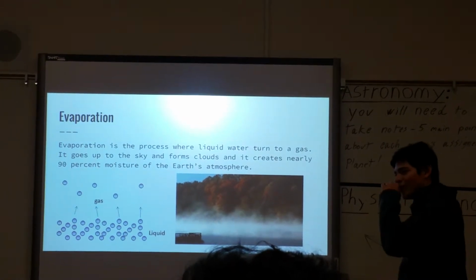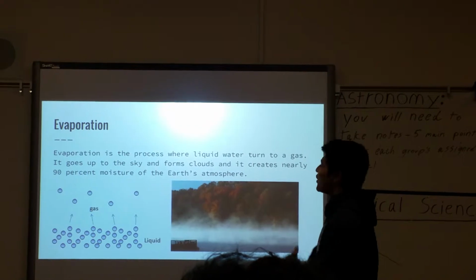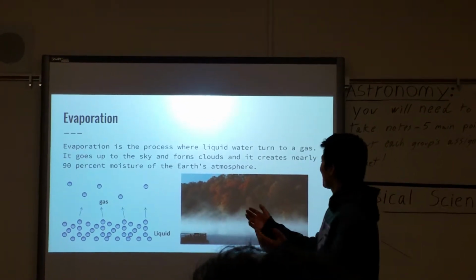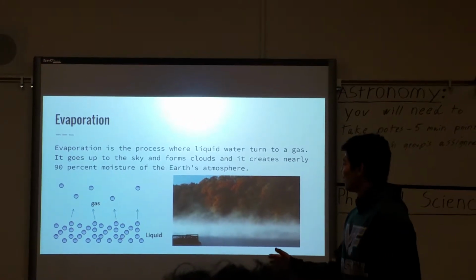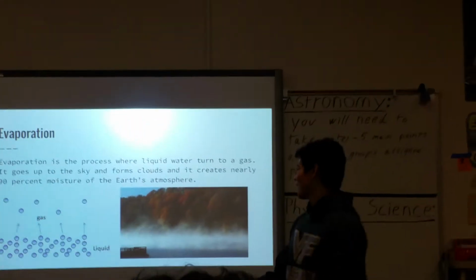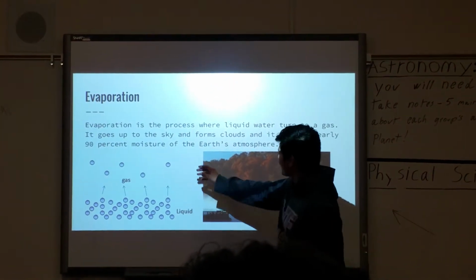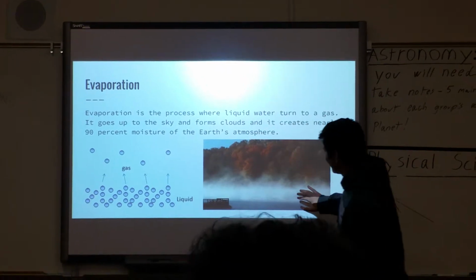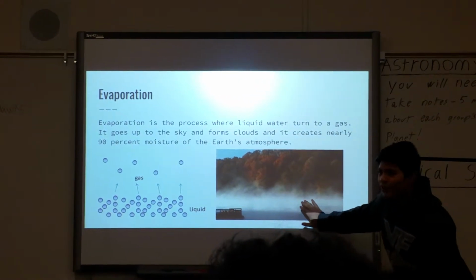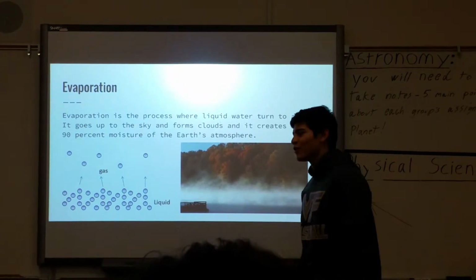So, evaporation. Evaporation is the process where liquid water turns into a gas. It goes up into the sky and forms the clouds. And it creates nearly 90% of our moisture in the Earth's atmosphere. Here we got the liquid, evaporates from the sun, the heat, turns it up into a gas. And here's just a cool image of what it would look like. If you guys ever get to see this in real life, take a picture, it's beautiful.